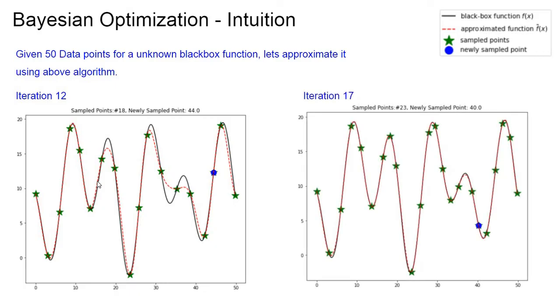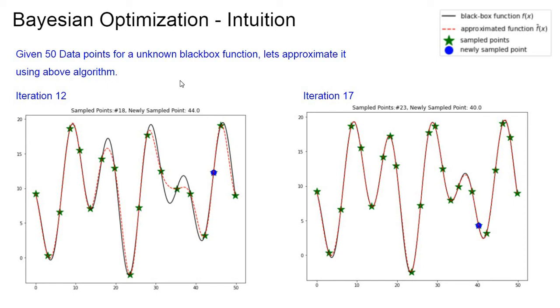Let's now also look at iteration 17, where we have sampled a total of 23 points. This was the last point that we are sampling, which is index number 40. But what is important to know is, though our black box function was actually built with 50 total data points, with only 23 data points we have already approximated the function very well. Yes, there are still some marginal differences, but this approximation is excellent. So this is the power of Bayesian optimization and the algorithm I just explained. And now we will start taking a look at what it takes to implement this from a mathematical perspective.